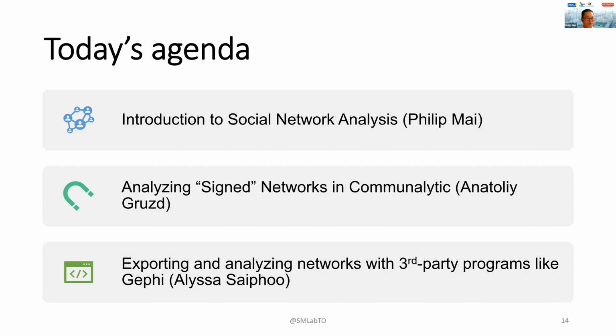So for today's agenda, we're going to divide into 3 parts. The first part is going to be taken care of by me. For those of you who are not familiar with social network analysis, I'm going to do a quick primer. Then Anatoly is going to get into more details about analyzing signed networks in Communalytic. And then our research assistant, Alyssa Saifu, will be talking about exporting and analyzing networks in third-party programs like Gephi, because we realize that for certain types of analysis, our tools can't do everything. So you can always export it out and use a third-party tool like Gephi.